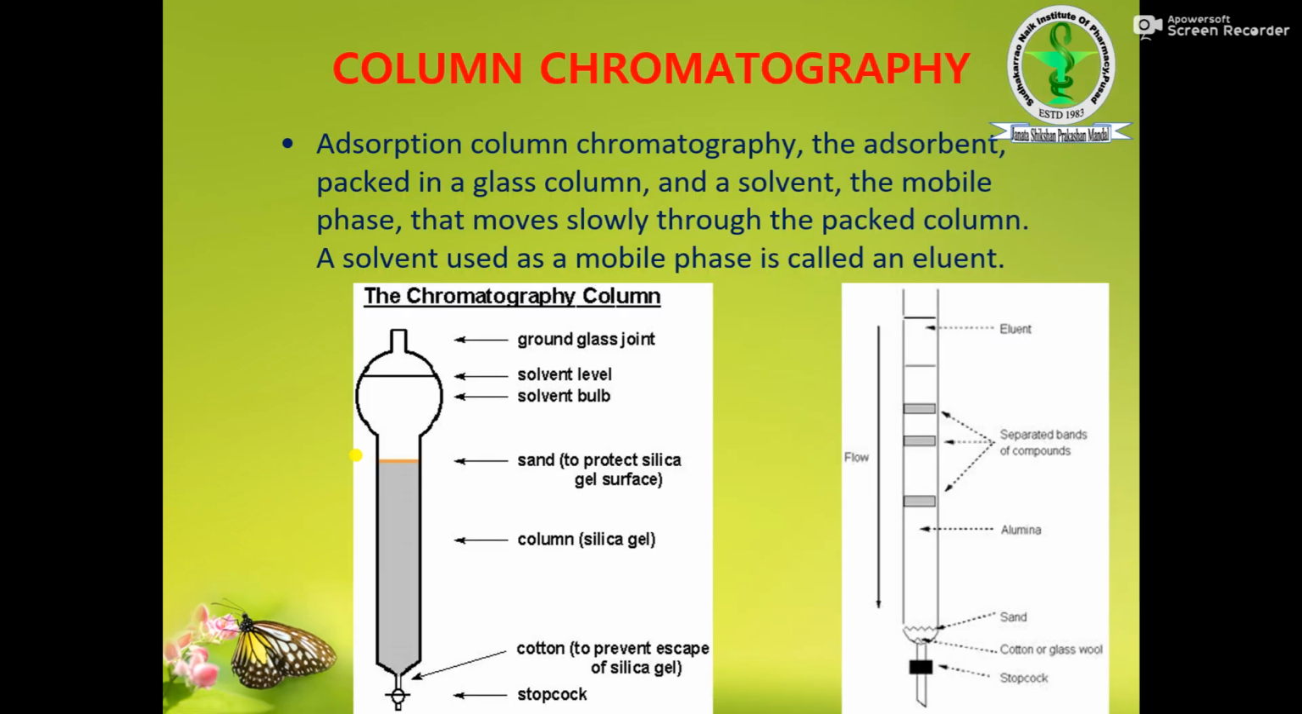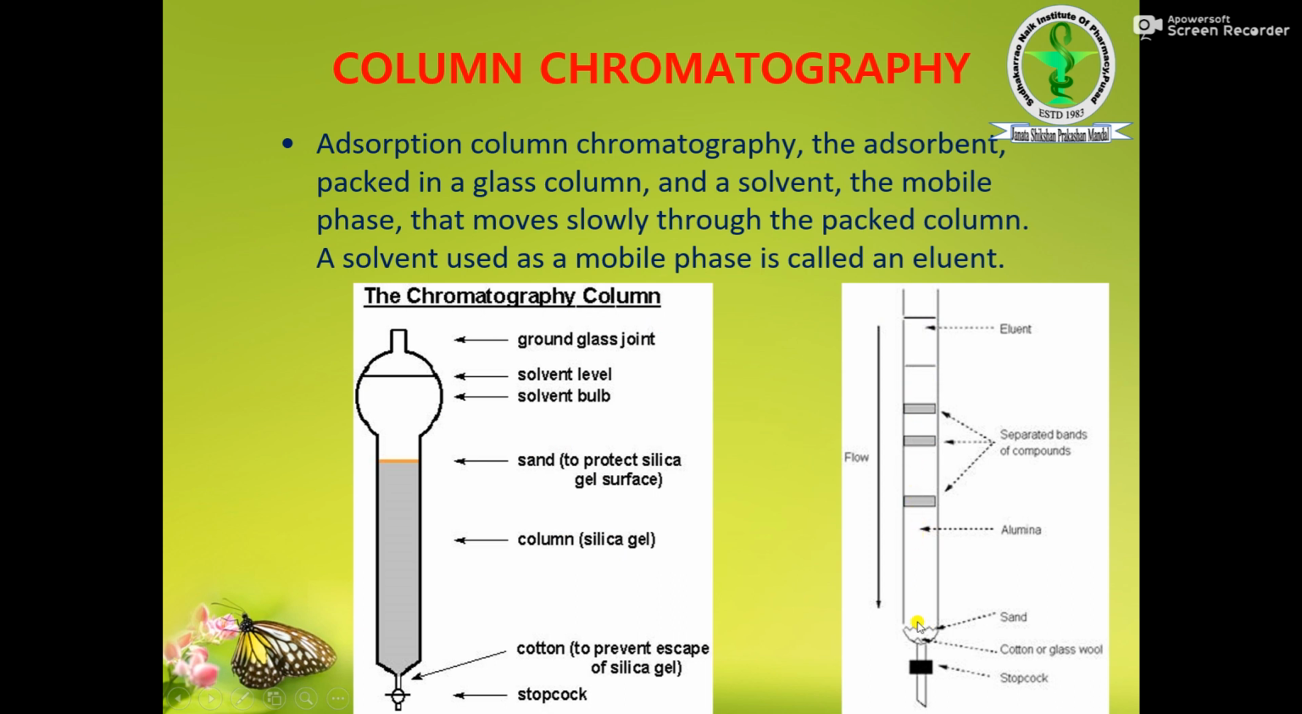Okay. In this diagram, if you are able to see the adsorption column chromatography, the adsorbent is packed in a glass column. So we take the glass column, and into this glass column we pack the stationary phase, that is called the adsorbent. And a solvent, the mobile phase, moves slowly through the packed column. The solvent used as the mobile phase is called the eluent. So we have to add the eluent to this. If you are able to see in this diagram, there is an eluent, and then there is a separation of the bands.